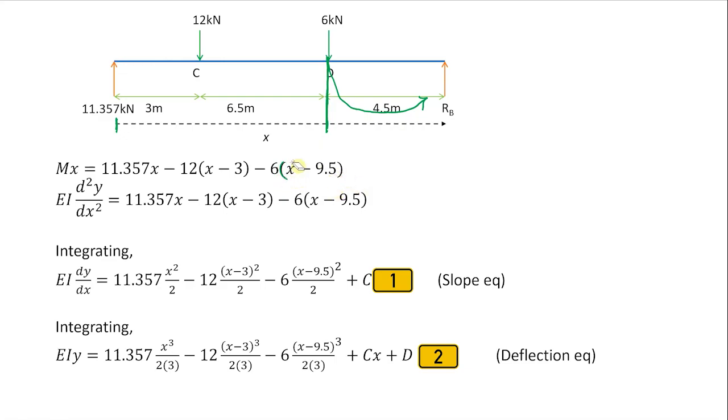So if you look at here, you copy back what you wrote for Mx, for EI d2y over dx squared. Because in deflection, Mx is equal to EI d2y over dx squared. They are the same. So just copy back and you will get the same equation.